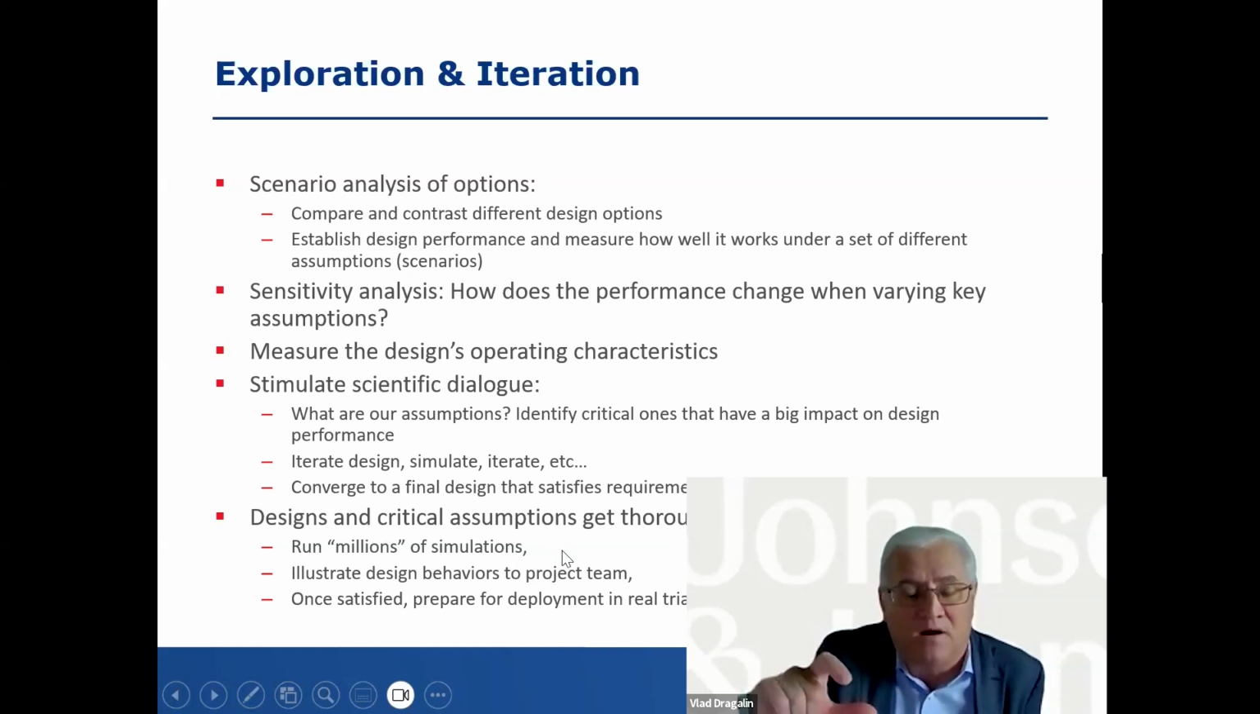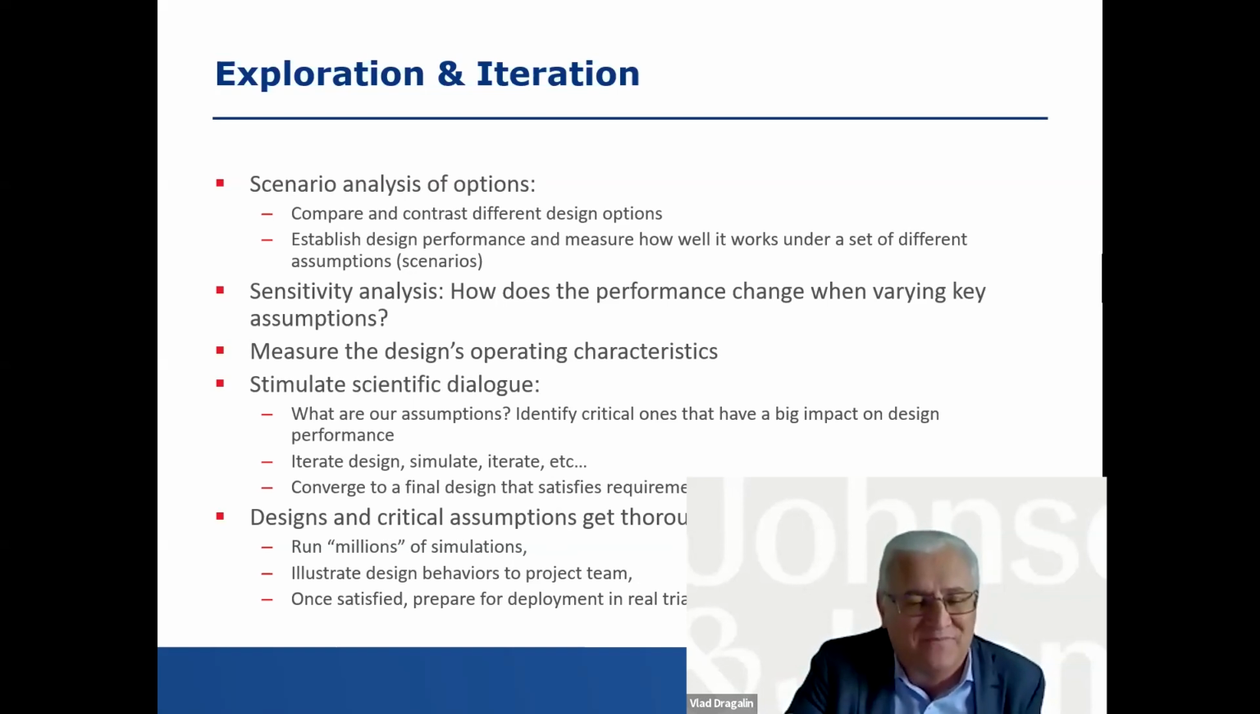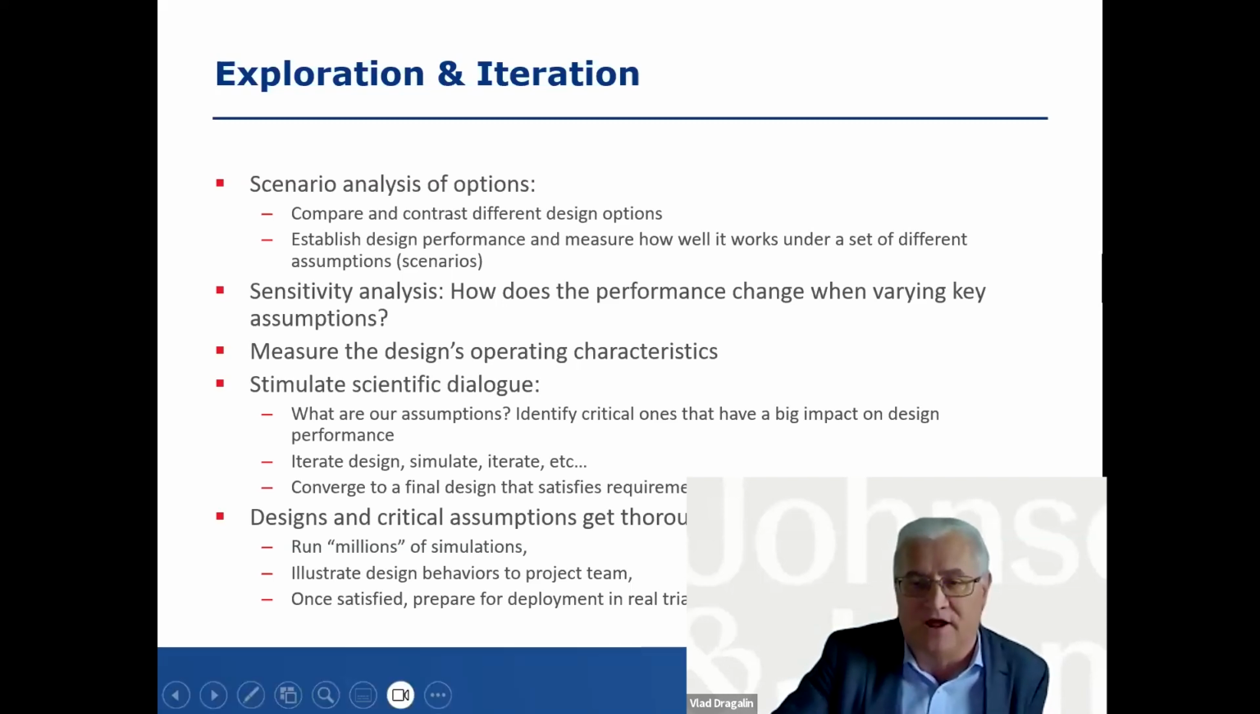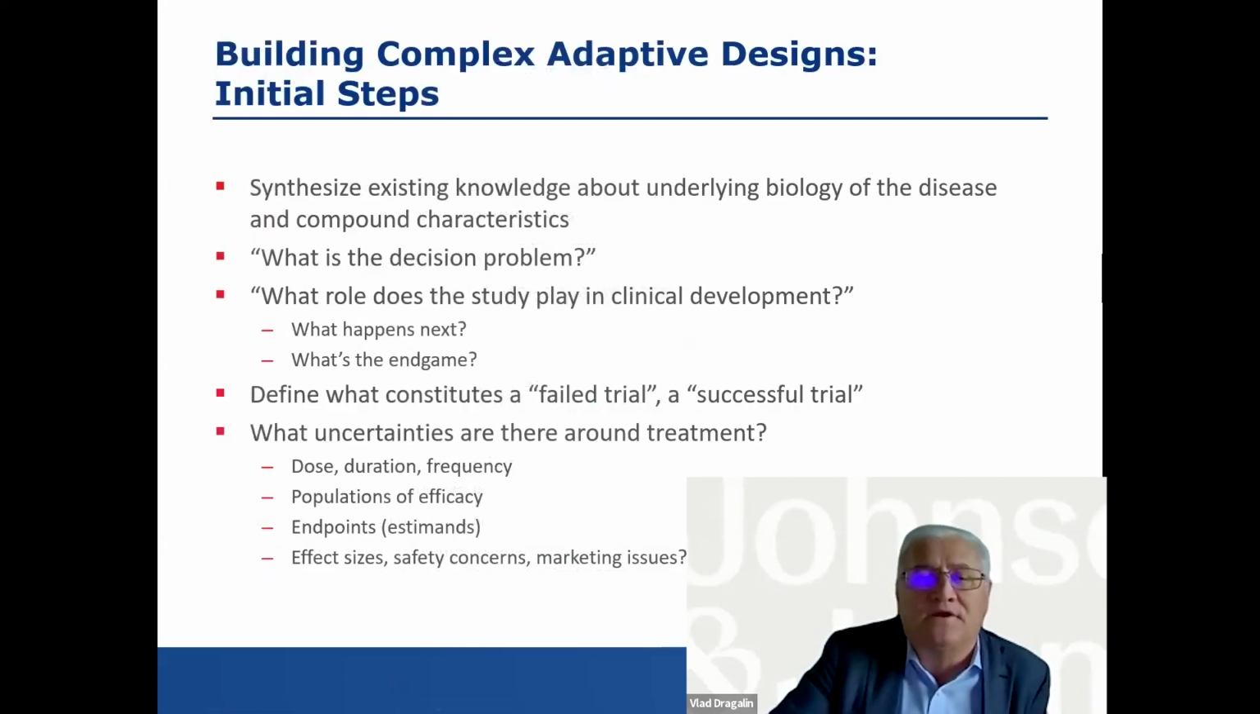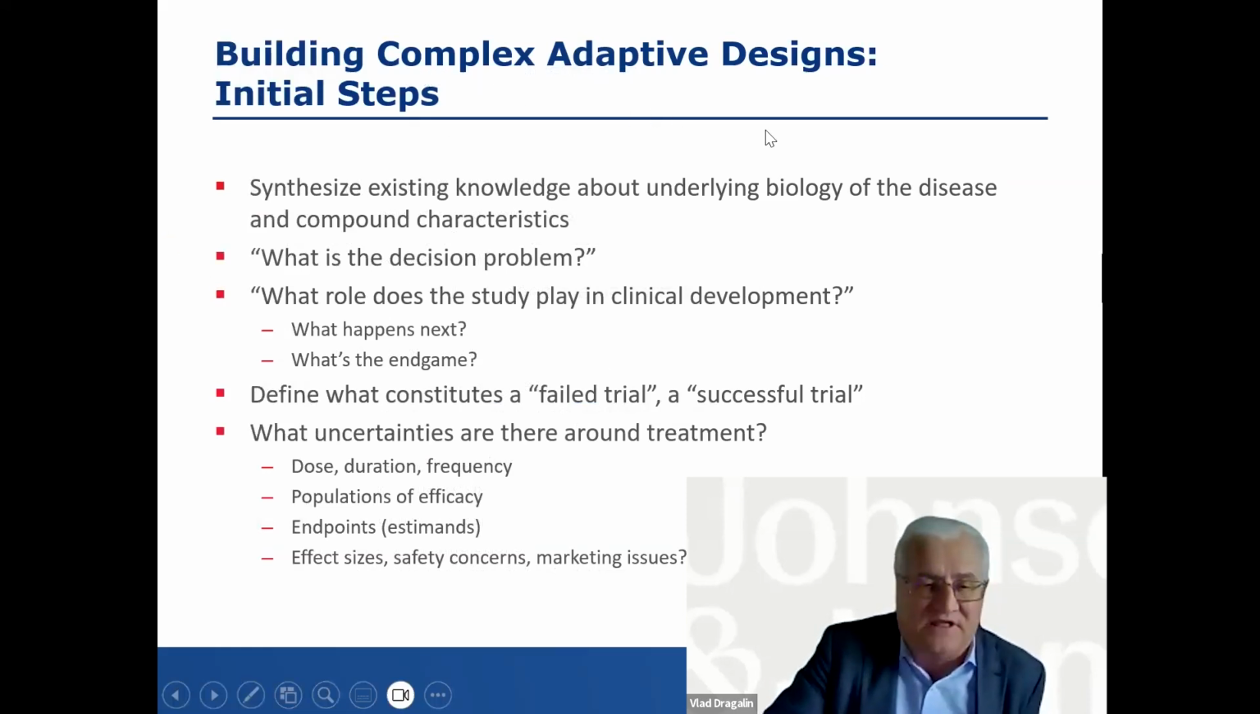But then after we come up with the best design, or the most appropriate design, we will do one more simulation, but that will now be real. So you will run the same design that was picked as the most appropriate, and then that design will be implemented, and the decision rules and adaptation rules will be applied to the real data in a clinical trial. So what are then the steps to build the so-called complex adaptive designs?